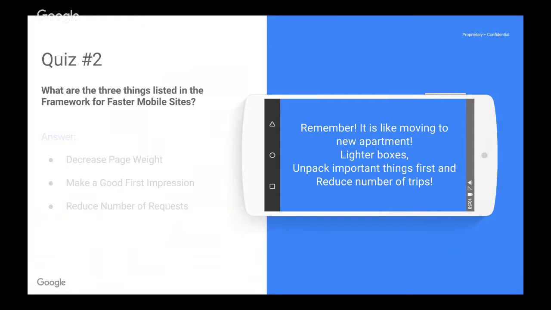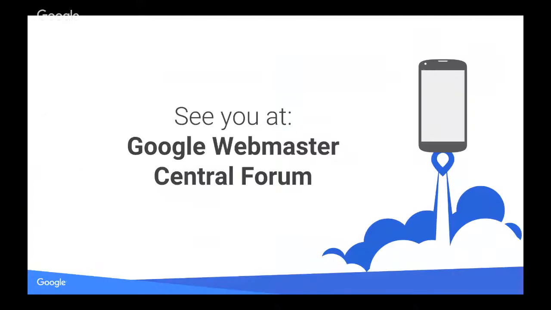Let's move on. I hope you enjoyed the best practices for better performance on your mobile website that I introduced today. Again, there were three things. Thank you, Jillian and Edwin and everyone who typed in. Basically three things: decrease page weight, make a good first impression, and reduce number of requests.